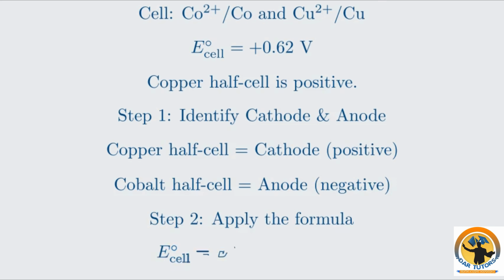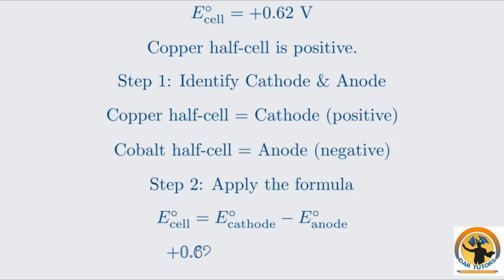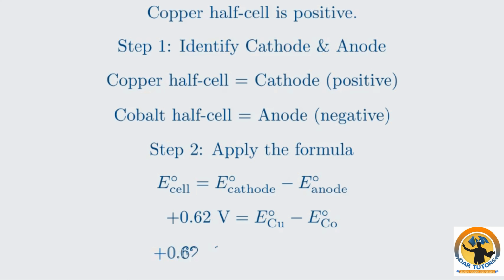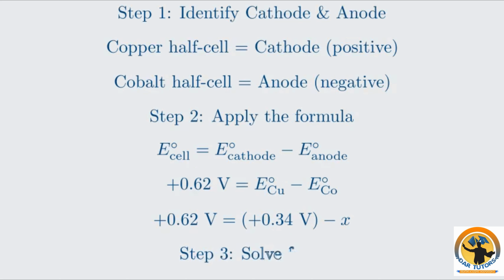We know E0 cell is plus 0.62 volts. From the IB chemistry data booklet, the standard reduction potential of copper is plus 0.34 volts. Let's call the unknown potential of the cobalt half cell X. Step 3. Solve the equation for X. This is a simple algebraic manipulation.